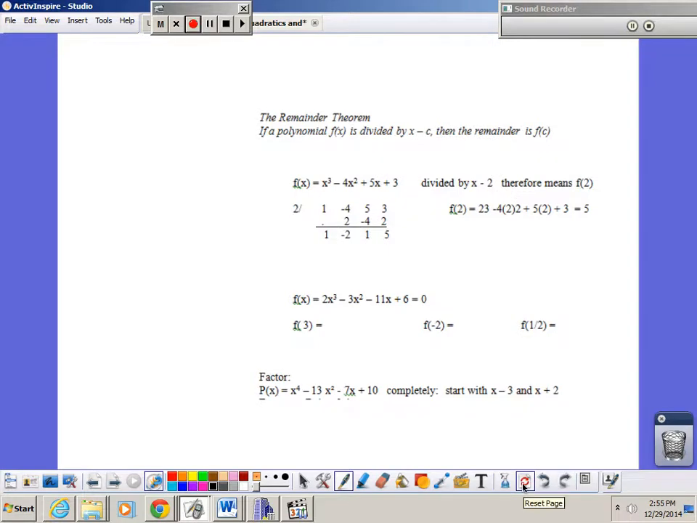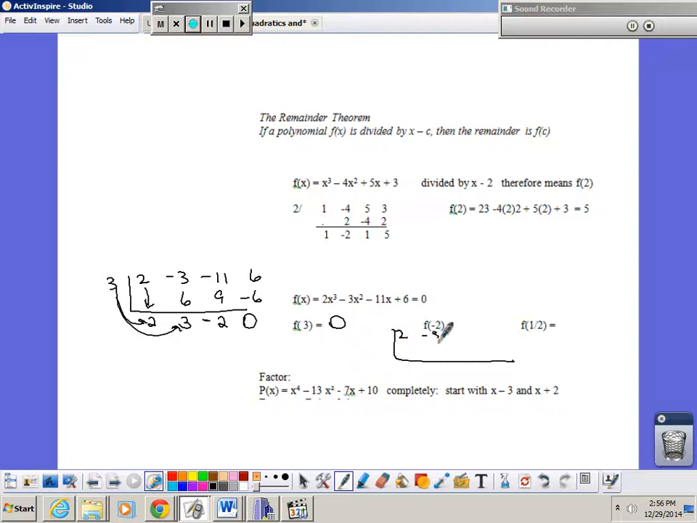So let's try it on this one. 2, -3, -11, 6. We're going to use 3. Bring it down, multiply, put it up, add. Multiply, put it up, add. Multiply, put it up, add. Answer, 0. Now -2: 2, -3, -11, 6, -2. Bring it down, multiply, put it up. Multiply, put it up. Multiply, put it up. 0.